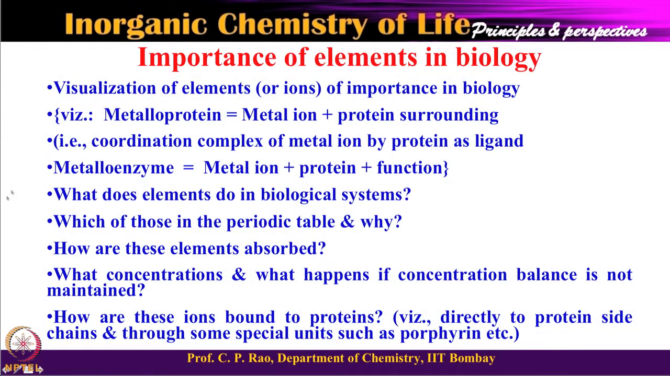So, a metalloenzyme is a metal ion plus the protein which binds to it, plus exhibiting a function. So, from metalloprotein to metalloenzyme, the function is added. We have taken care of what elements do in biological systems and which of those are important in the periodic table. I have already explained how these elements are absorbed, what concentrations matter, what happens if the concentrations go up, and what happens if they go down. How are these bound? All these things I have already addressed. Just let me tell you how these are bound once again as a highlight.